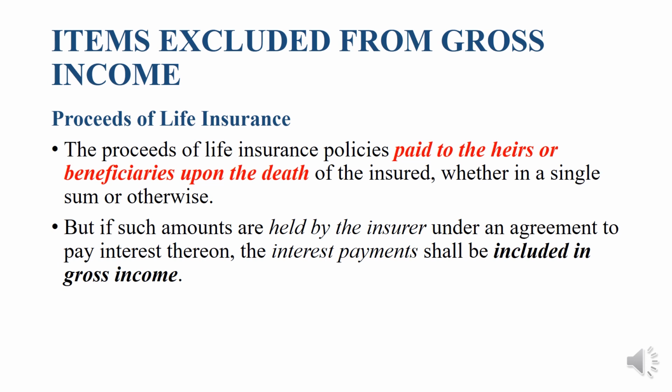For example, when there is an agreement between the insured person and the insurance company that the proceeds shall not be distributed to the heirs, but rather be preserved and invested, and the insurance company as a consequence shall pay interest to the heirs, this interest of the proceeds of the life insurance shall be included in the gross income. However, the proceeds of the life insurance itself, again, are exempted from the tax.